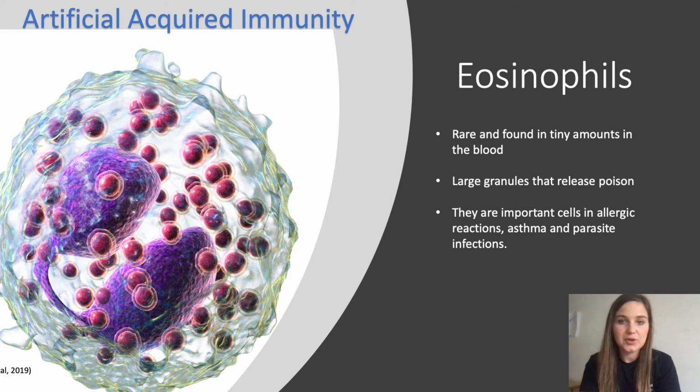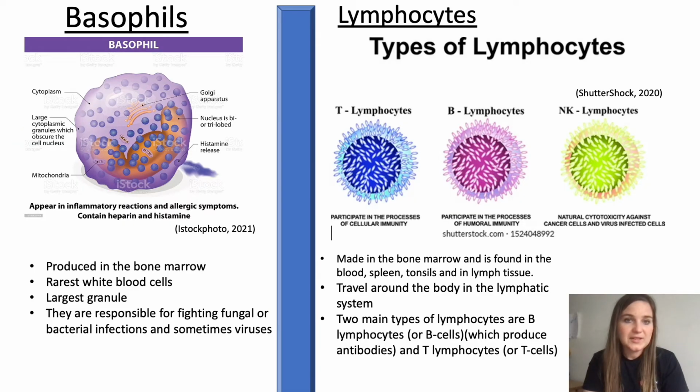We have eosinophils. These cells of our immune system which fight infection are found in the blood and are generally called white blood cells, but there are 5 main types: neutrophils and monocytes that I've already discussed in part 1 of my presentation. Eosinophils have large granules which release poison to kill pathogens, and they are important cells in allergic reactions and asthma. Then we have basophils and lymphocytes.